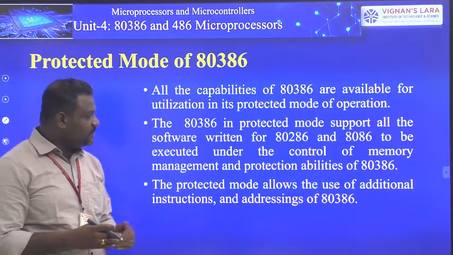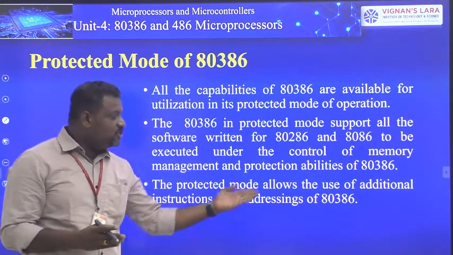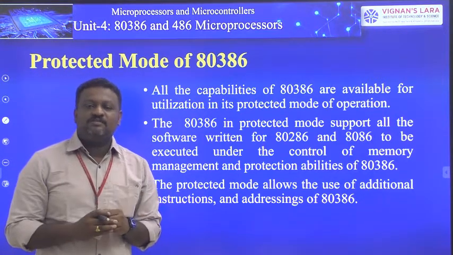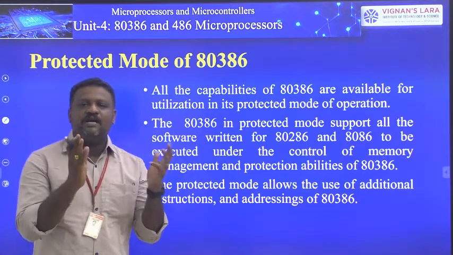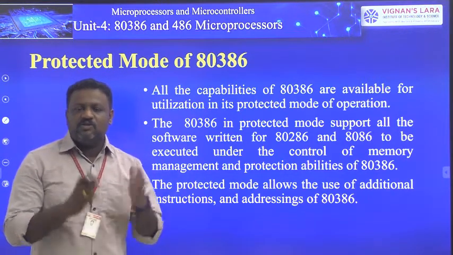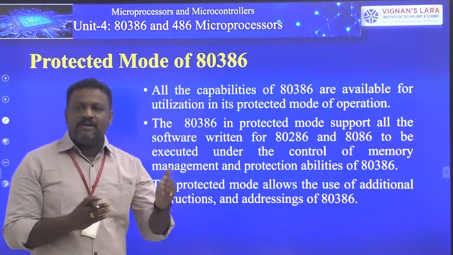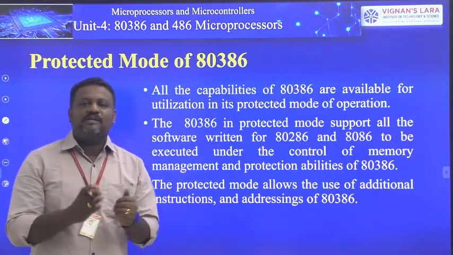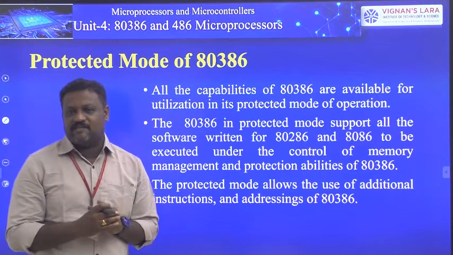The third one is that protected mode allows the use of additional instructions and additional addressing modes of 80386. Remember the addressing modes concept: in 80386 itself we defined three new addressing modes. Number one, scaled indexed addressing mode. Number two, based scaled indexed addressing mode. And number three, based scaled indexed addressing mode with displacement. These three addressing modes are newly defined in 80386.